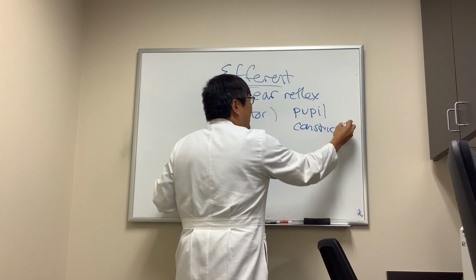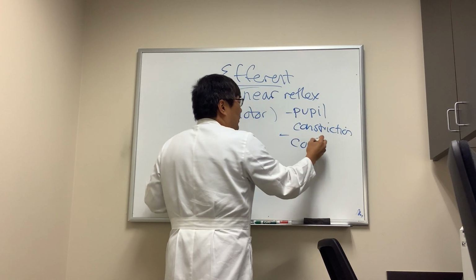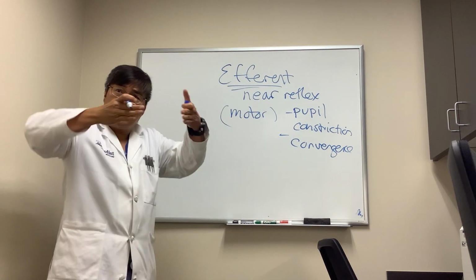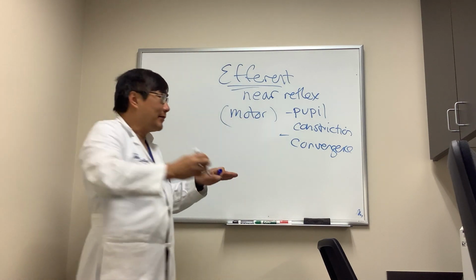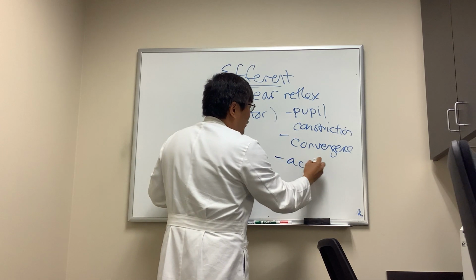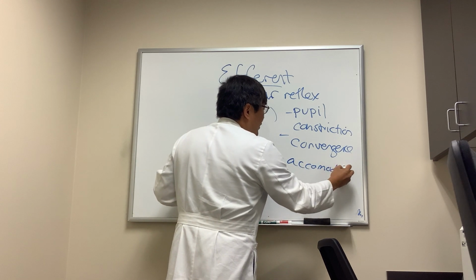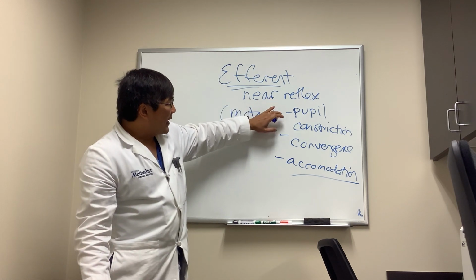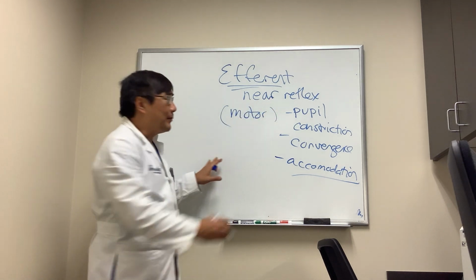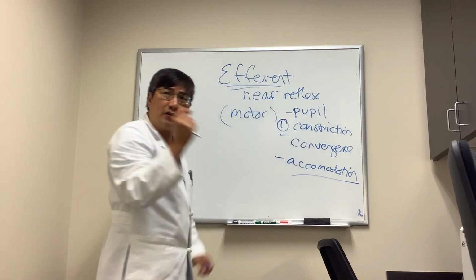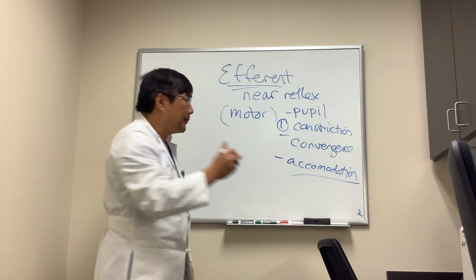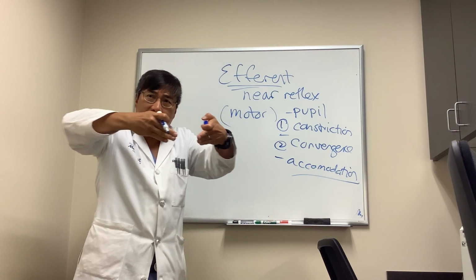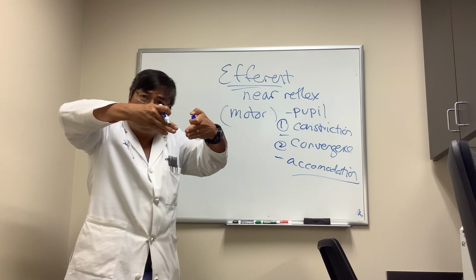the other things that happen at near are your muscles, medial rectus muscles, converge so that you can look at the target at near. And you have to change the shape of your lens, which is called accommodation. So the near reflex is actually a synkinetic triad of pupillary constriction, which increases the depth of field at near, convergence, so that you don't get double vision because you're looking at a target that's very close to you, so the eyes have to converge.